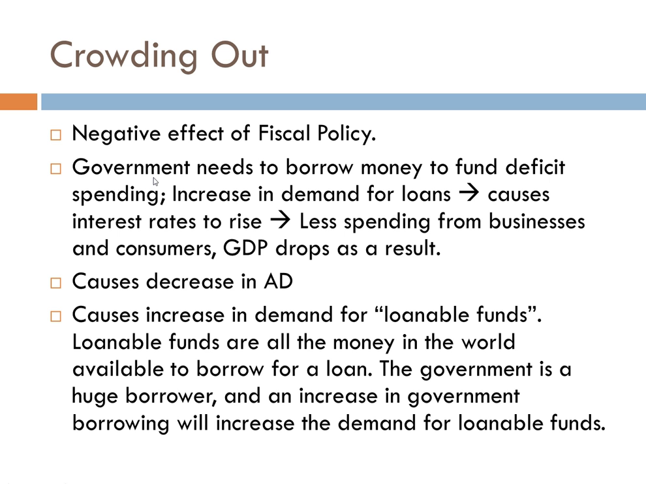So as I said before, the need to borrow money will create an increase in demand in the market for what's called loanable funds. Loanable funds are basically all the money that's available for people to borrow. And since the government is so huge, an increase in government spending will increase the demand for money.